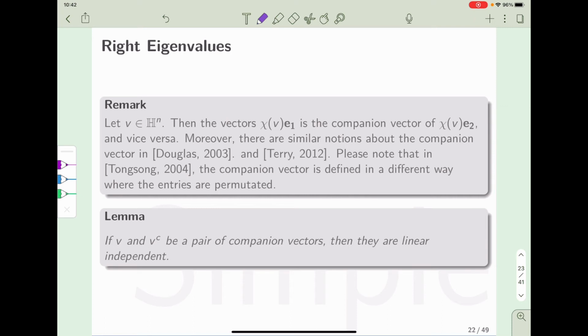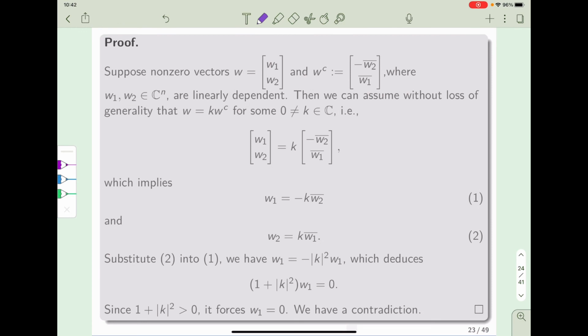So the lemma here says a pair of companion vectors are always linearly independent. The proof is straightforward by direct computation. Suppose one is a multiple of the other, then we can use substitution to deduce a contradiction.